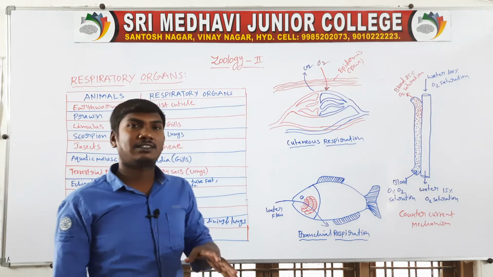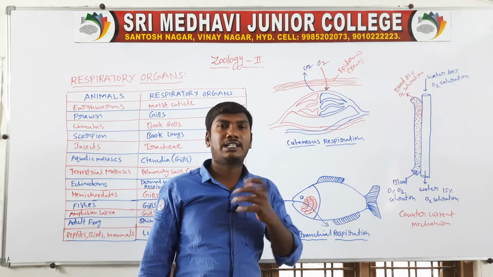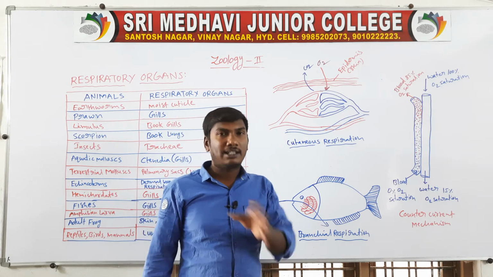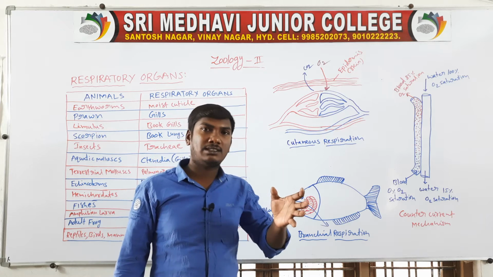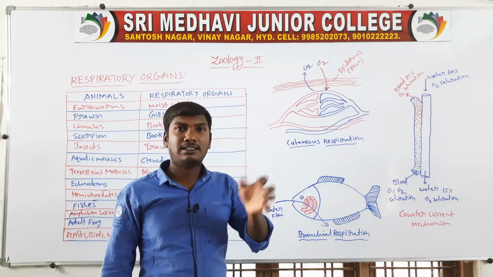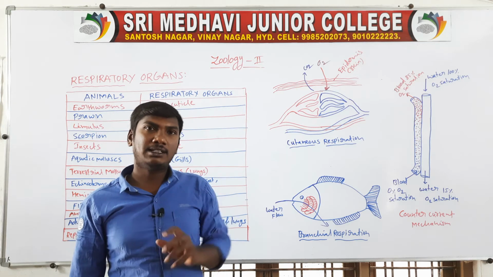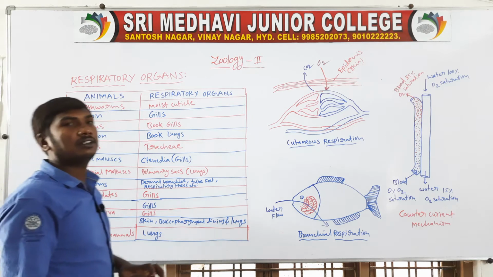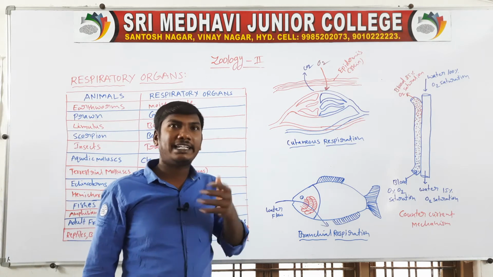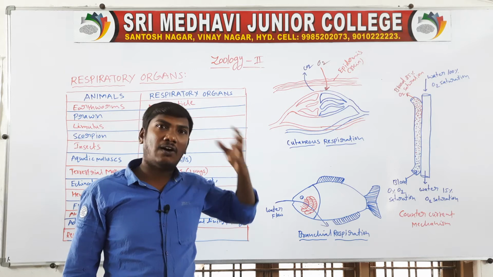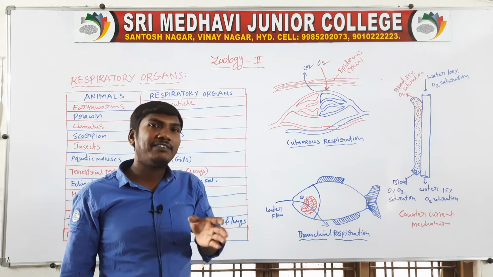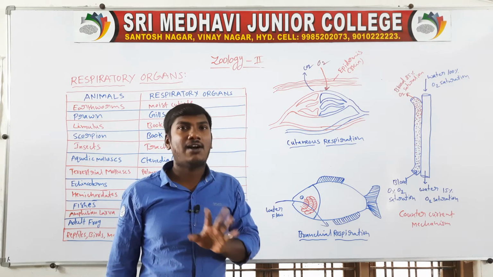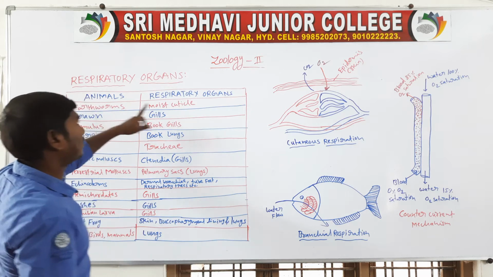Respiration. The previous class discussed the types of respiration: direct respiration and indirect respiration, aerobic respiration, anaerobic respiration, external respiration and internal respiration. So the previous class discussed the introduction to the types of respiration. Today's topic is respiratory organs. Respiratory organs in the kingdom Animalia. All animals present different respiratory organs. So today we discuss the respiratory organs.